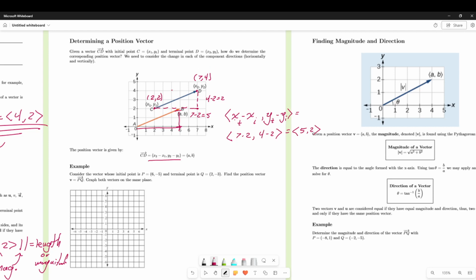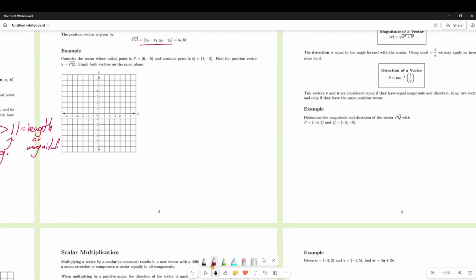So this vector, I'm going to call it W. W written as a position vector would be the vector <5, 2>. It is a vector that goes 5 in the horizontal and 2 in the vertical. So it's just an example.